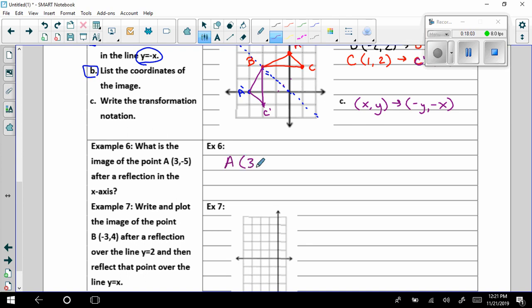So if A is at 3, negative 5, for example, and we're reflecting over the x-axis, well, again, reminding you, this is the x-axis. If I'm moving from here to here, for example, then the only thing that's changing is my y value. I'm moving up and down. So y changes from a positive to a negative, or in this case, from a negative to a positive. So only the y value should change. So A prime, this stays the same. This changes signs.